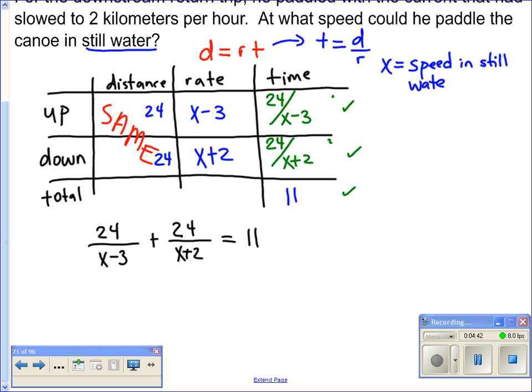Now once we have that, it's just a matter of getting this equation in a form that we can work with and graph. So we have a denominator of x minus 3 and x plus 2, which is a little bit problematic. So what I'm going to do is get rid of those denominators by multiplying the entire equation by x minus 3 times x plus 2.